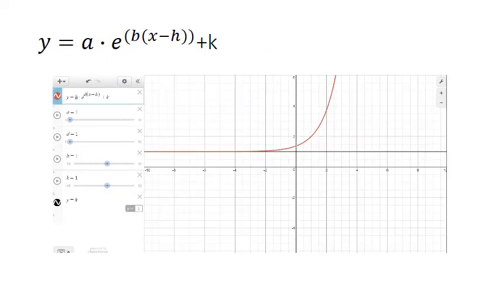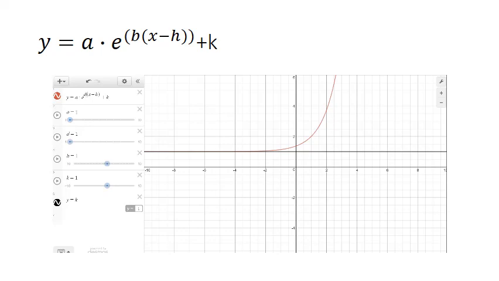For our exponential function, let's look at what our a value does. So as a gets larger, it's just like in the parabola, we're pulling the graph up and up. So it's a vertical stretch as a gets larger. When a gets smaller, we're pushing the graph down, and so that's a vertical compression.